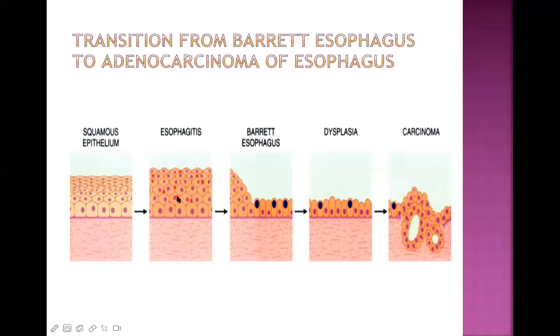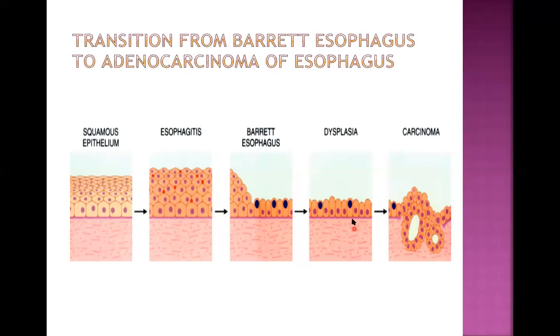If this process continues, then metaplasia develops. Now, this squamous epithelium is changed into columnar epithelium. You see this? This tall-looking epithelium is a columnar epithelium. This columnar epithelium belongs to the stomach. That means the esophageal mucosa is changed into stomach mucosa. You can also remember it like that.